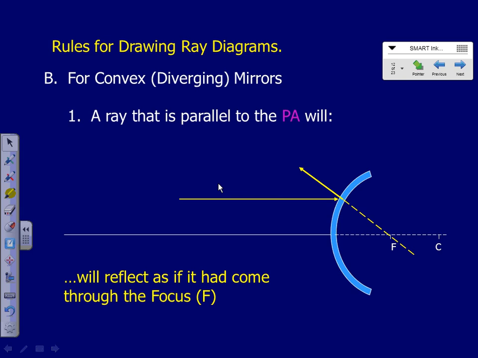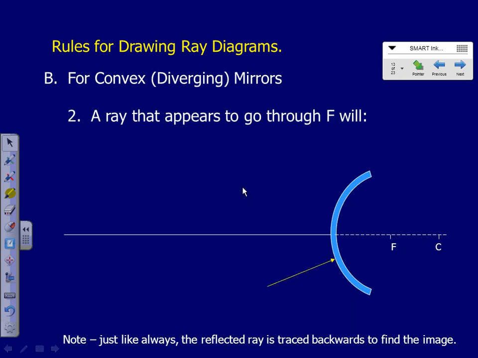Number 2, we're going to do them all in one shot. Second one is a ray that appears to go through F. So in the second rule, we had a ray that was aimed right at F. So number 2, a ray that appears to go through F will. So I'm going to just take a ray here that appears to go through F. Again, this isn't a ray diagram. This is the rules. For a ray diagram, the rays always have to come from the top of the arrow, right? This is just 3 practice rays.